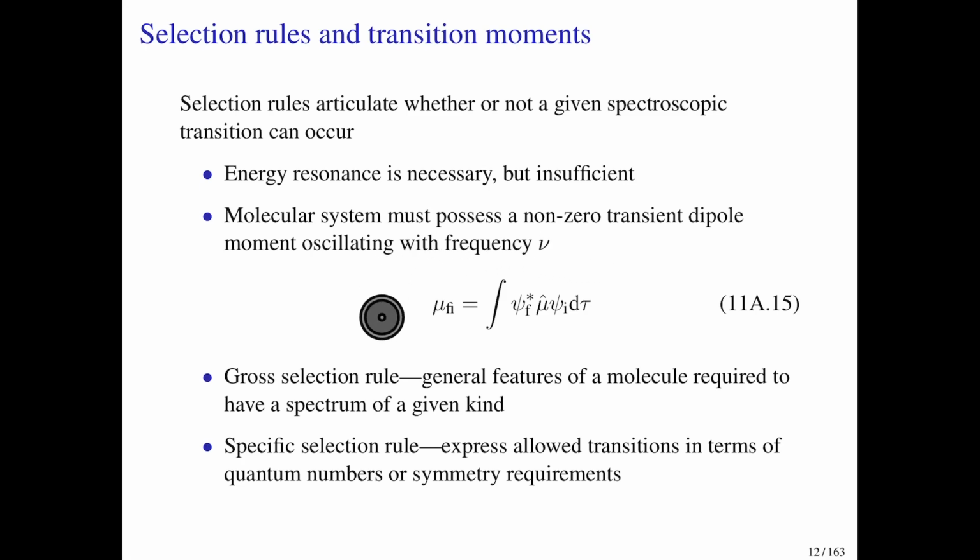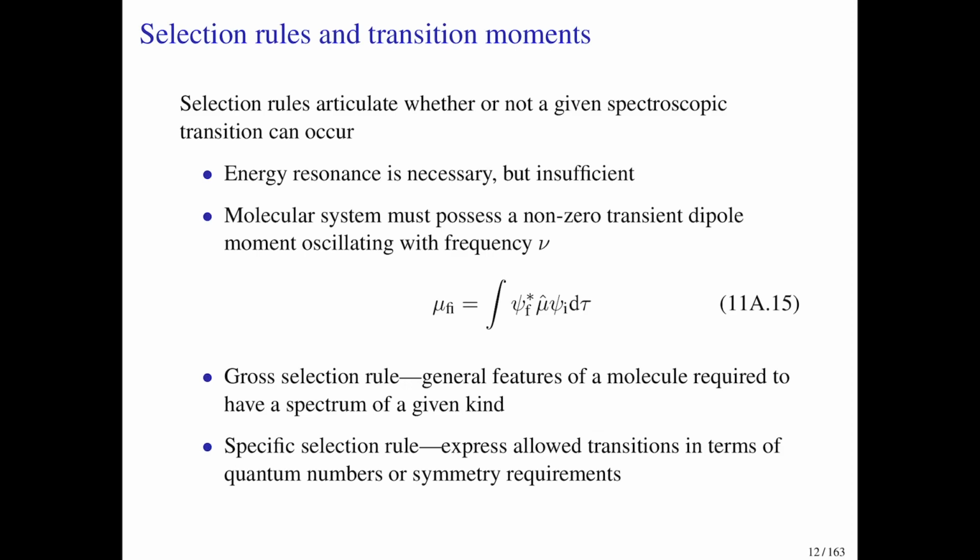And by analyzing these types of integrals, you can arrive at two basic types of selection rules. One is called the gross selection rule, which tells you what are the general features of the molecule that you need to have in order for the molecule to, say, absorb a particular type of radiation. For example, we will look at microwave spectroscopy in the next section, and in order for a molecule to absorb microwave radiation, it must have a permanent dipole moment.